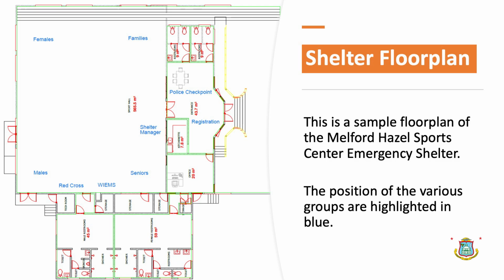And so we also try to position them close to Red Cross and WIEMS in the event of an accident or an emergency. And of course, we separate the females from the males and position the females together with the families, because oftentimes you would also have a lot of single parent families where it's a mother and children. And so this is just an example. Of course, every shelter would vary depending on the space, but this is just the thought process of how we divide persons to try to keep peace within the shelter.